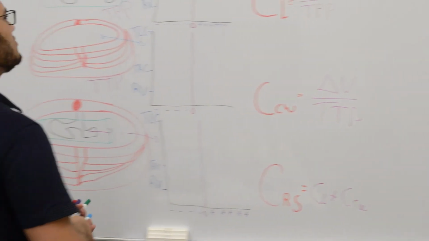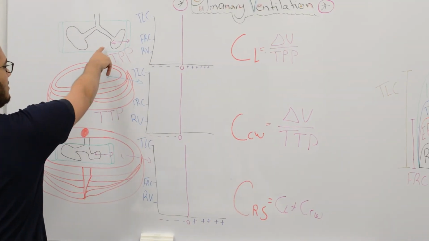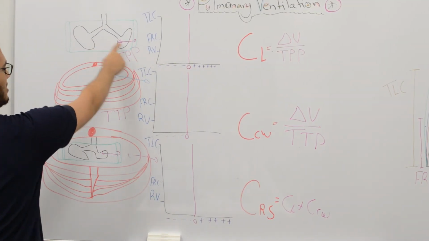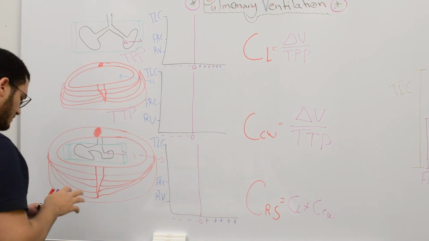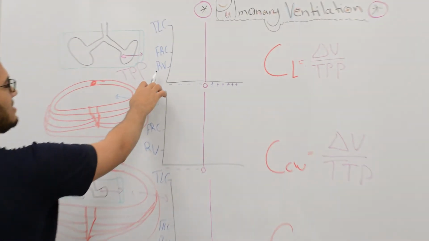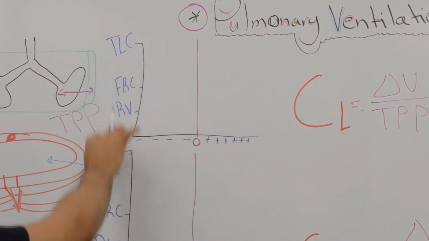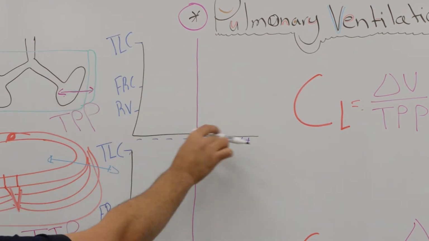Now, as you can see, we have 3 graphs here. What do I mean by those 3 graphs? Each graph goes with its own picture, this one with this picture, and this one with this picture. So, what can you see here? Here we can see the residual volume, functional residual capacity, and the total lung capacity. Here we can see volumes, and here we can see pressure.